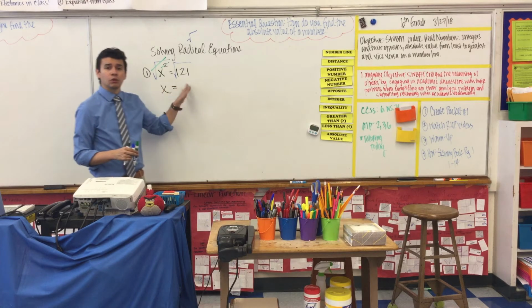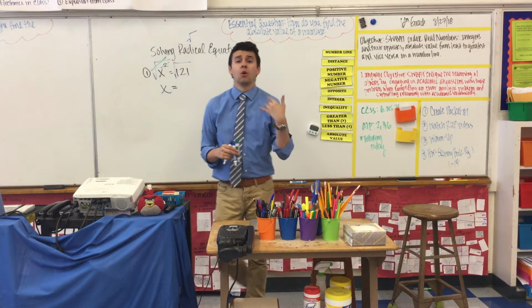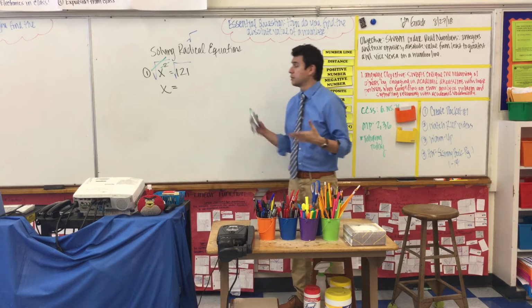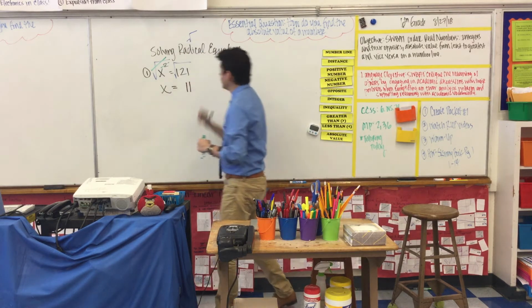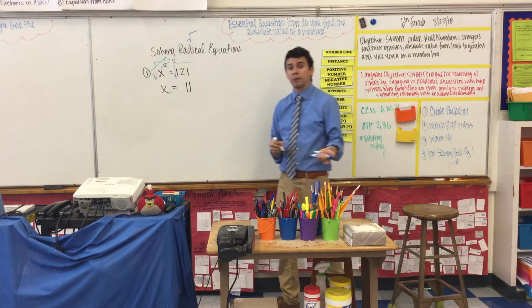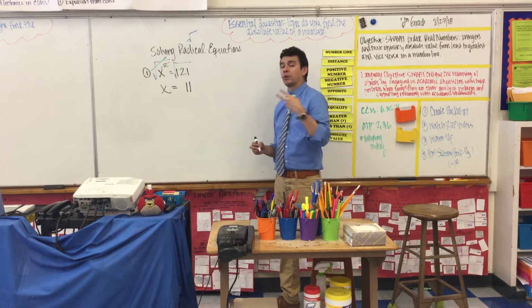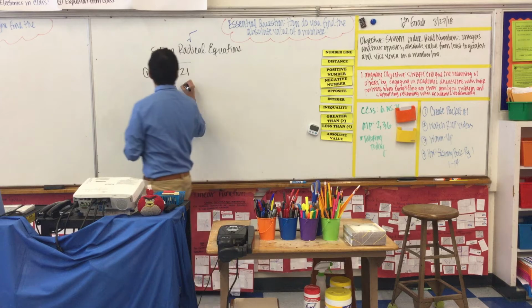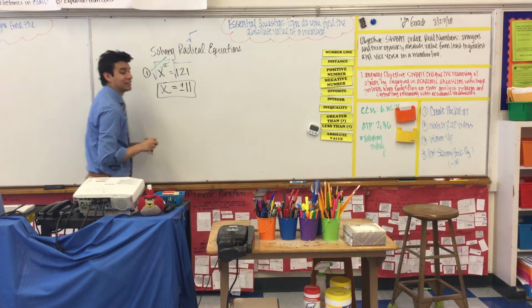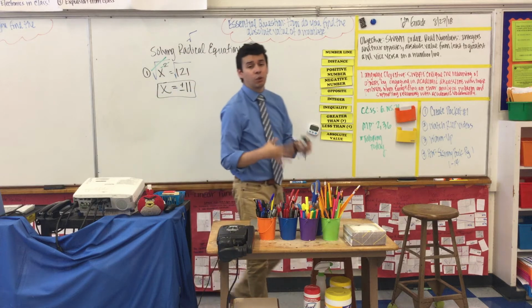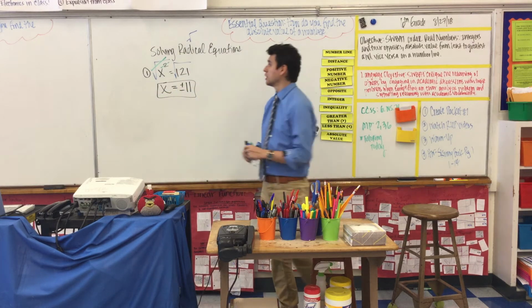And this is easy. What's the square root of 121? What two numbers, if they're the same, give you 121? Hopefully you said 11. We're not done though. Remember, whenever we do a square root, we have 2 answers. We either have a positive answer or a negative answer. And ladies and gentlemen, that is it. That's how you solve a radical equation. Very simple. Let's do another one.